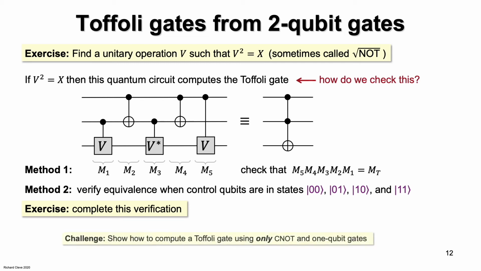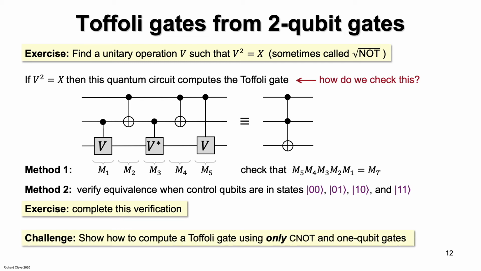Let me end this topic with a more challenging question. Suppose that we want to simulate a Toffoli gate using only controlled NOT gates and 1-qubit gates. Thus, no controlled V gates are allowed. The CNOT is the only 2-qubit gate allowed. Is there such a circuit that computes the Toffoli gate? The answer is yes, though the circuit is a little more complicated than the one above. I'll leave it to you to devise such a circuit.